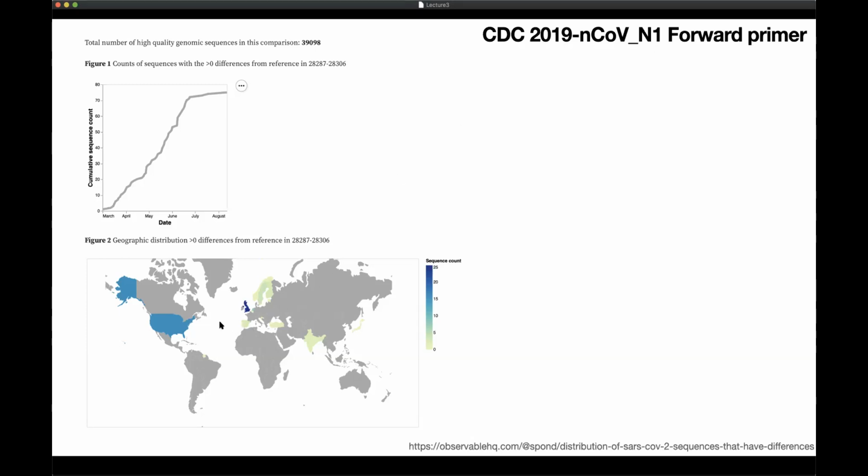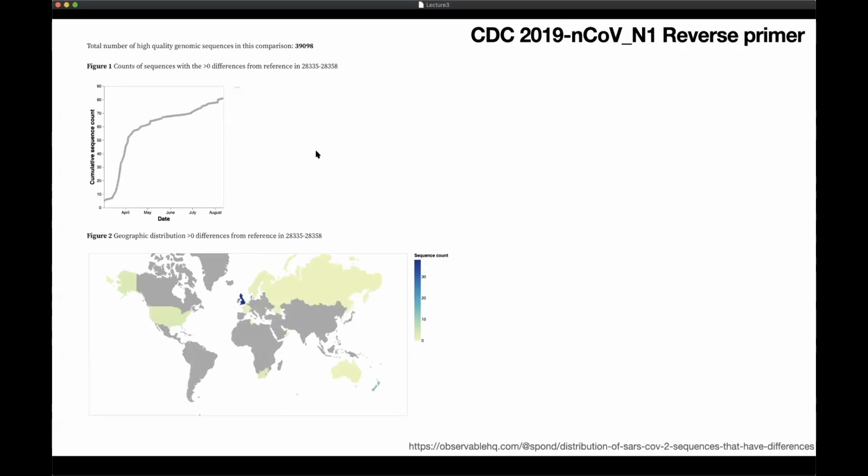And you can then look at the geographic distribution to see which part of the world these sequences are in. And most of these sequences are in the UK, and there are a few in the US and just a couple in Asia. So this is 1 of 3. You can look at the same in the reverse primer. So different set of coordinates. Again, only about 80 sequences that are different. Again, most of those are in the UK.